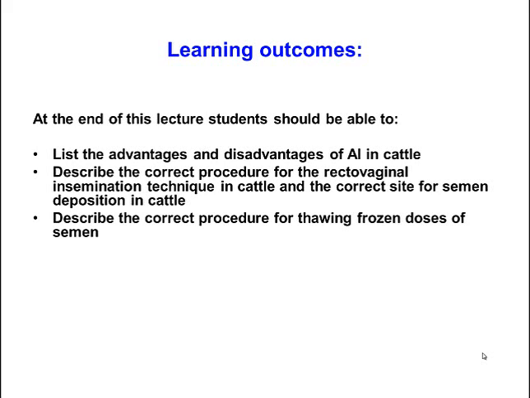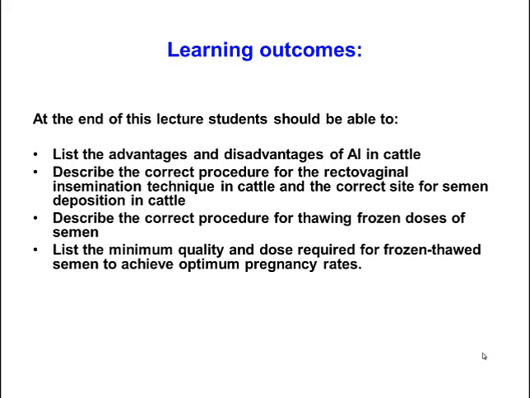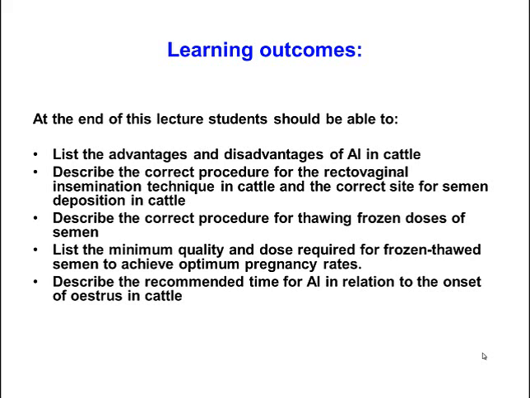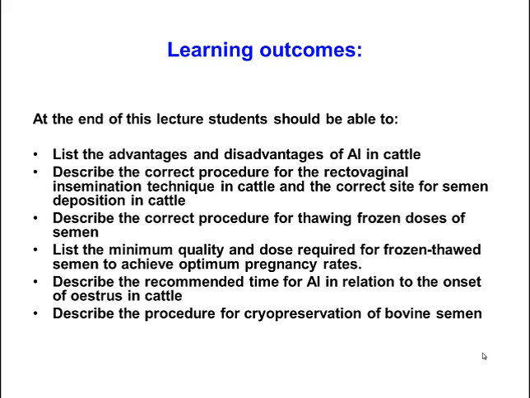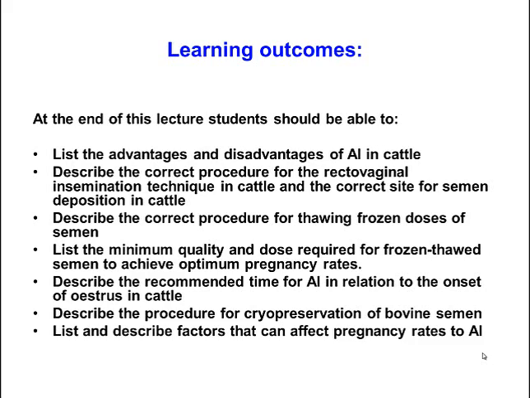You should be able to describe the correct procedure for thawing frozen doses of semen, list the minimum quality and dose required for frozen thawed semen to achieve optimum pregnancy rates in cattle. Describe the recommended time for AI in relation to the onset of estrus in cattle. Describe the procedure for the cryopreservation of bovine semen. List and describe factors that can affect pregnancy rates to AI.